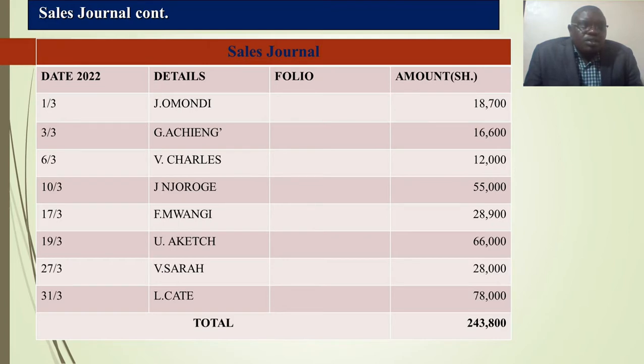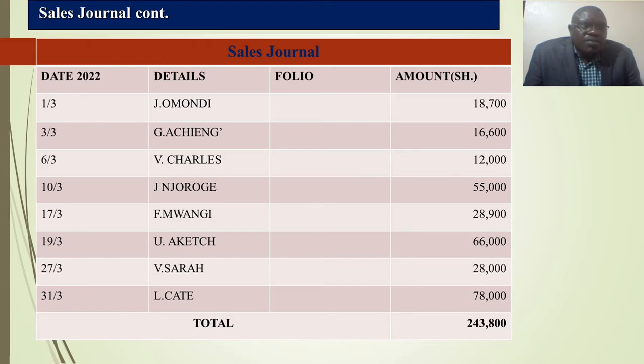On March 10th, the client is Jane Njoroge. The amount is 55,000 shillings. On March 17th, the customer is F. Mwangi. The amount is 28,900. On March 19th, the customer is Eo Kech. The amount is 66,000 shillings.